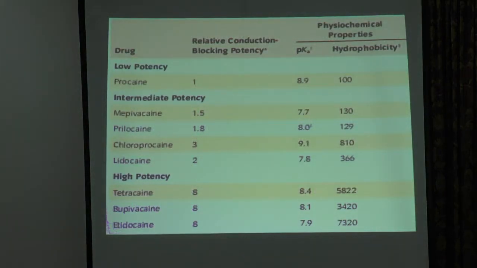Now, with potency, you can also have a look. These are their pKa's, and then as you come down, you see their potency increasing. Okay, and as their hydrophobicity increases, their potency also increases.